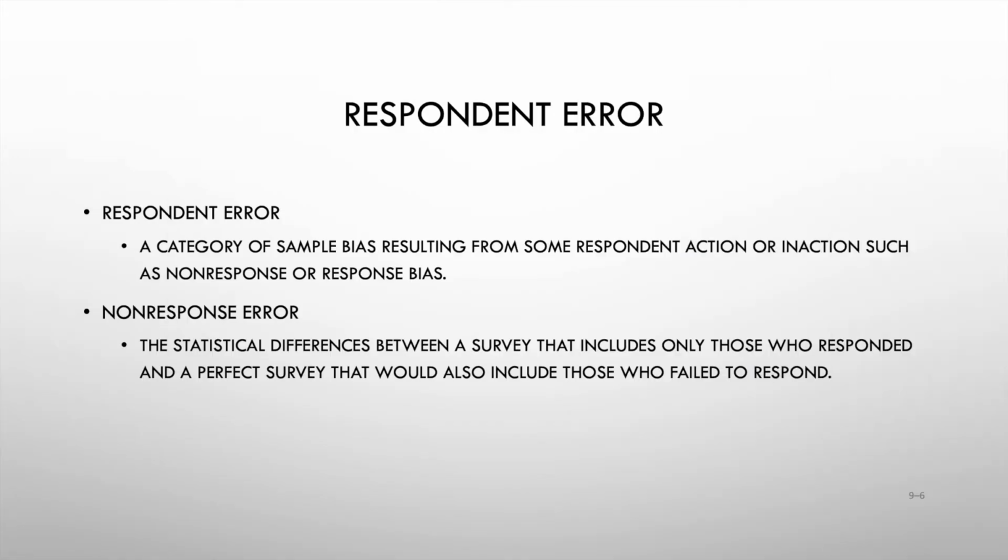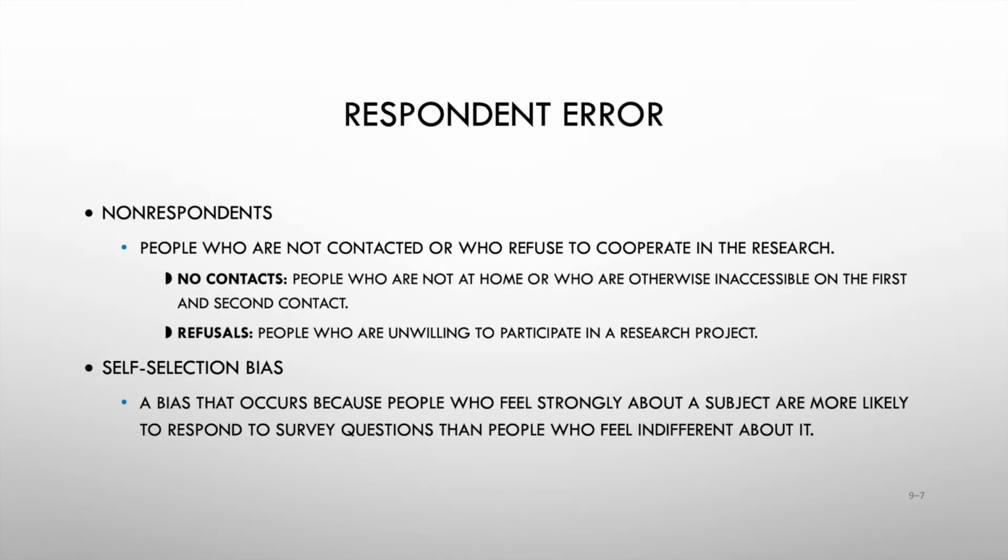Now, some other errors you have are respondent error, and this is something that results when you don't get any response, or response bias. So the person is already biased in their opinion. Non-response error, and that's the difference between a survey that includes only those who responded and a perfect survey that would also include those who failed to respond. Now, you also have non-respondents, people who just refuse to cooperate. They're either not at home or they don't want to talk to you.